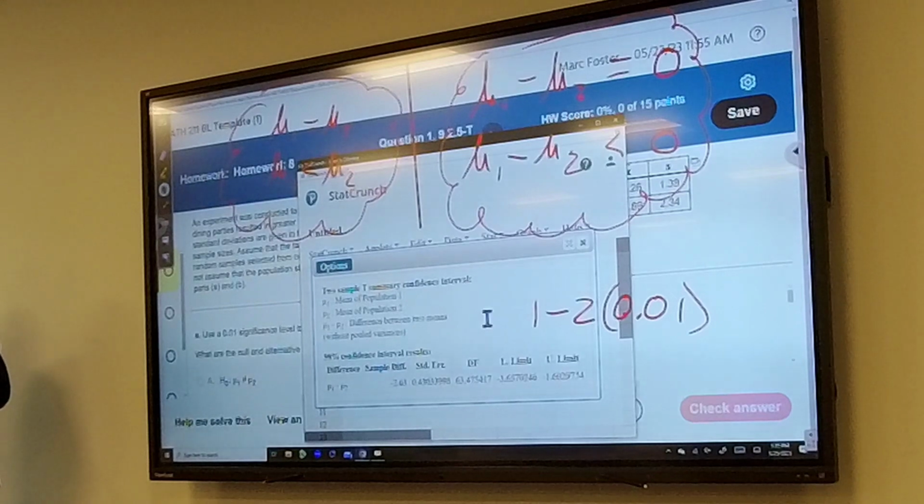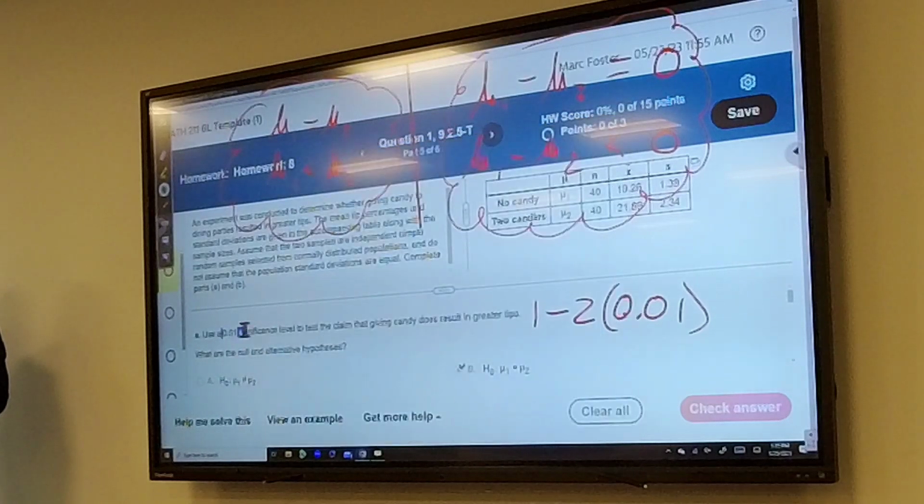It gives me a lower limit and an upper limit. Did you say 0.98, or what did you say again? 0.98 was my confidence level, because it was 1 minus twice the significance level. Significance level is 0.01.